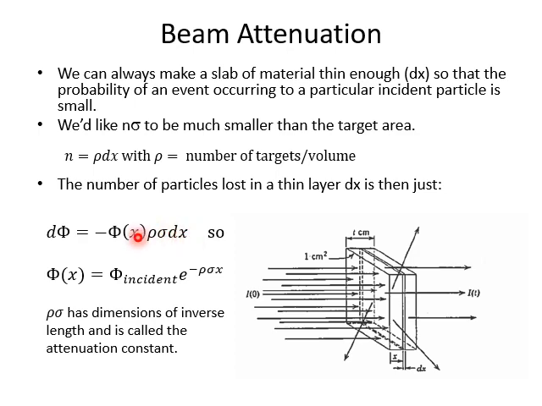Okay. The solution to this differential equation is that the flux as a function of distance through the material is the incident flux, e to the minus target particle density, cross-section per target particle, times the distance through the material. This, by the way, is frequently called Beer's law in chemistry. The product rho times sigma has dimensions of inverse length, and that product rho times sigma is called the attenuation constant for the material.